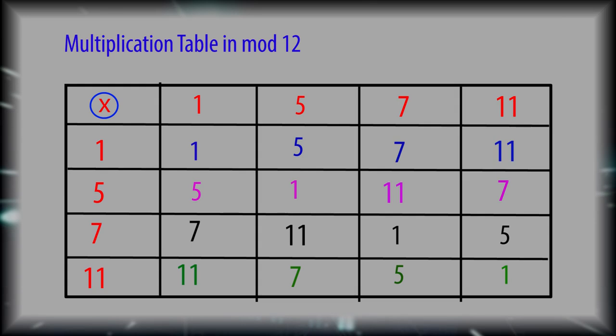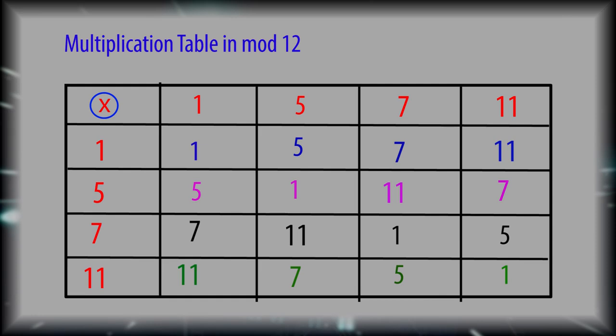You find we have 1 times 1 is 1, mod 12. 1 times 5 is 5. You find the answer right below the 5. 1 times 7 is 7. And 1 times 11 is 11.